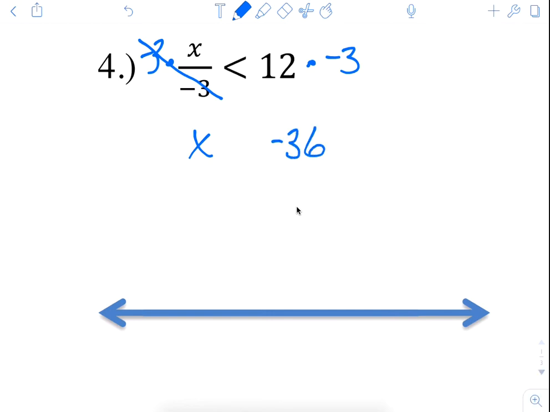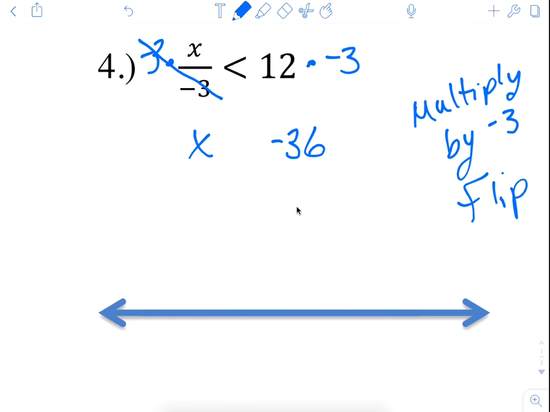But since I multiply by a -3, what do I have to do? I have to flip. Okay, so that means I'm changing my sign. X is greater than a -36. So -36 is my middle number. He's my answer. -35 and -37 are my numbers on either side.